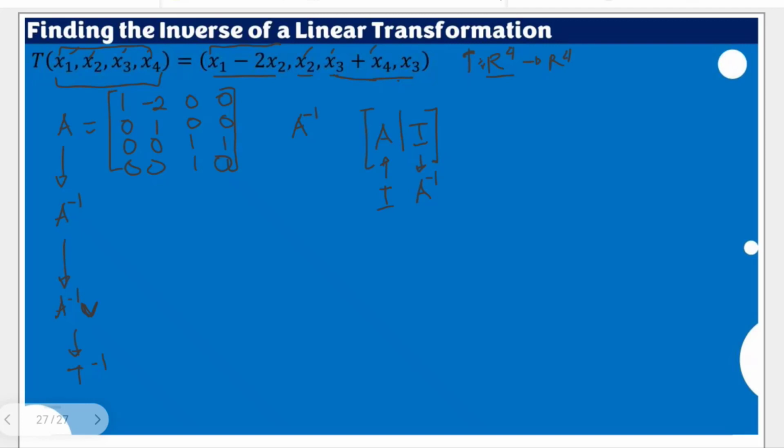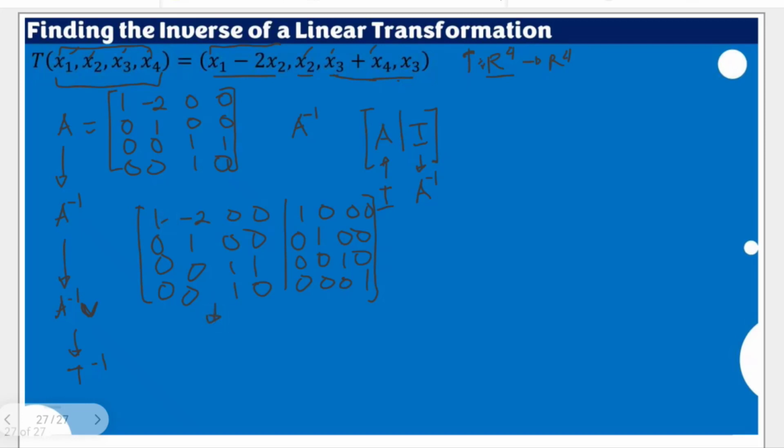So let's start with this augmented matrix. You have 1, negative 2, 0, 0, to be paired with 1, 0, 0, 0. Then 0, 1, 0, 0, 0, 0, 1, 1, 0, 0, 1, 0. Then this is the identity matrix for R4. That's 0, 1, 0, 0, 0, 0 and then 1.